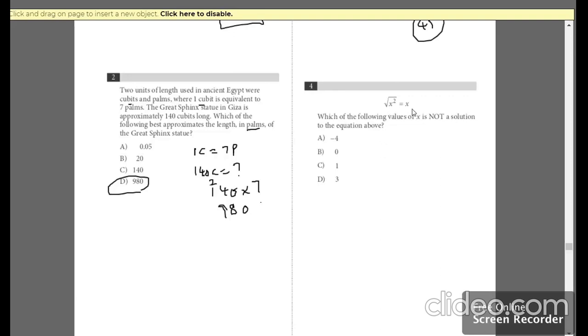Moving on to question number 4. Root of x square equals x. Which of the following x is not a solution? So we need to work it out with not a solution. So 0 is definitely a solution for this one. 1 is also equal to 1. Square root of 3 square, as we know the property of this one, will give us that. So we are left with only option A. That is our answer.